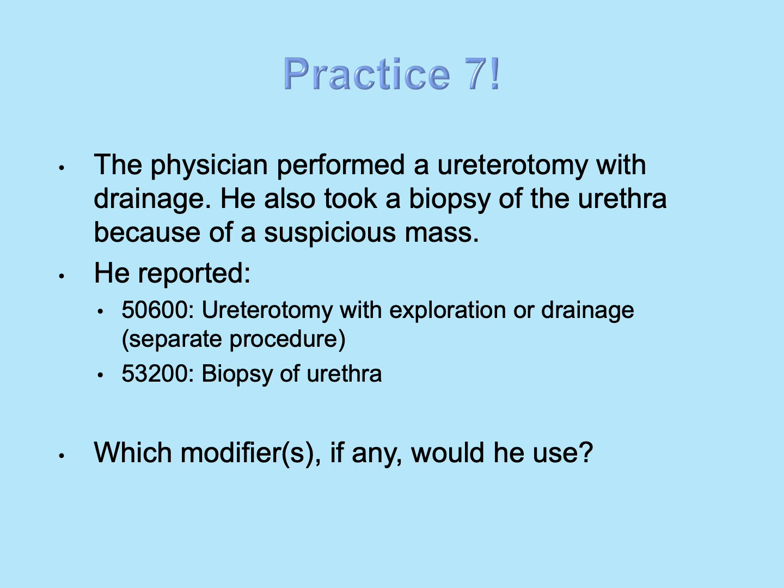Okay, the physician performed a ureterotomy with drainage. He also took a biopsy of the urethra because of a suspicious mass. He reported 50600, ureterotomy with exploration of drainage, separate procedure, and 53200, biopsy of urethra. The important thing to remember here is this is the ureter and this is the urethra. Which modifiers, if any, would he use?